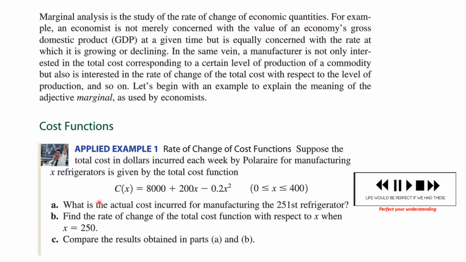So let's suppose that the total cost incurred by this company in making x refrigerators is given by this equation, the total cost equation, where x is between 0 and 400. And the questions are, what is the actual cost incurred by making the 251st refrigerator, and find the rate of change of the total cost function with respect to x when x is equal to 250, and compare the results. Now here we're talking about the rate of change, and here we're talking about the actual cost, and compare the results. You know what to do.